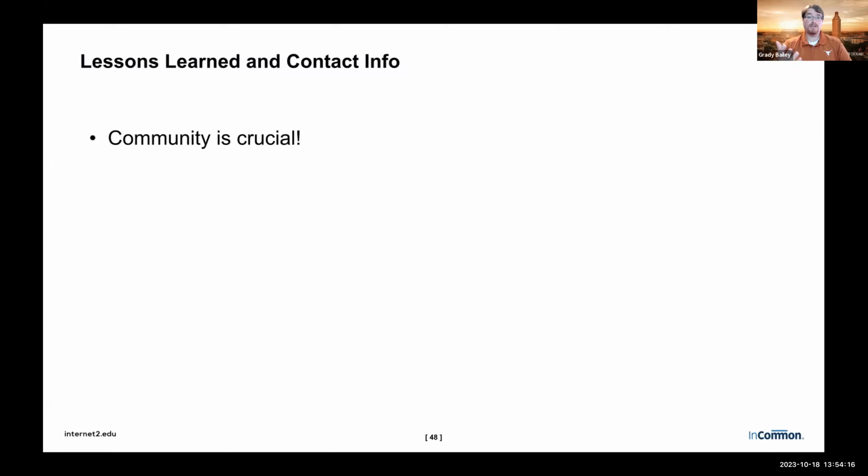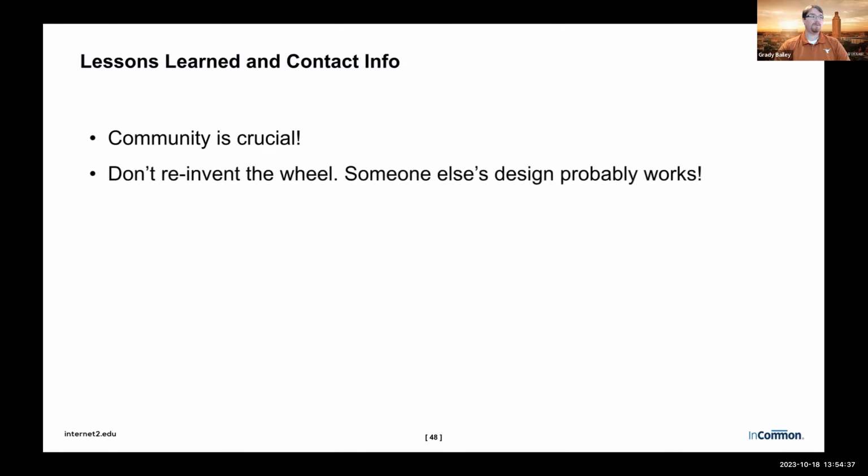First, the community, everyone in InCommon, your peers in higher education, the community is crucial. That's how I learned how to do this and how I learned what the pitfalls were. You learn from other people's failures and successes, and then you make your own and you share those, and other people learn from that. It's a great cycle, and it benefits everyone.